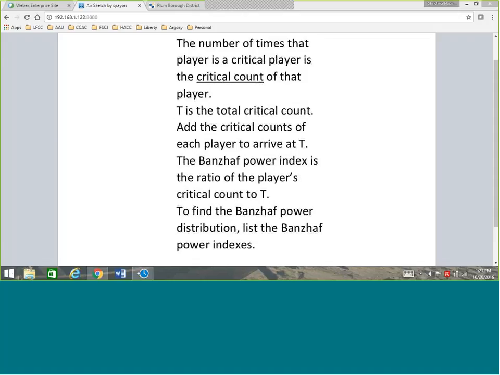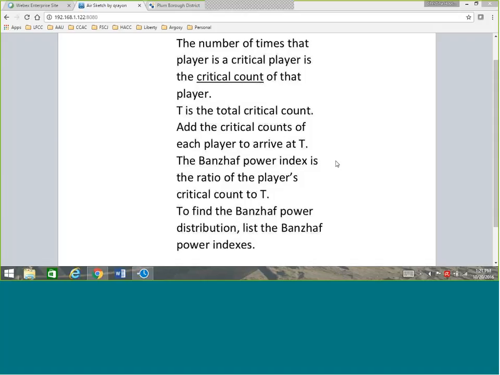And then capital T represents the total of the critical count. So let's say you have 3 players. Each player has a critical count. You add the 3 numbers together. That is the capital letter T. So add the critical counts of each player to arrive at T. Now, the Banzhaf Power Index is the ratio of the player's critical counts to the number T.